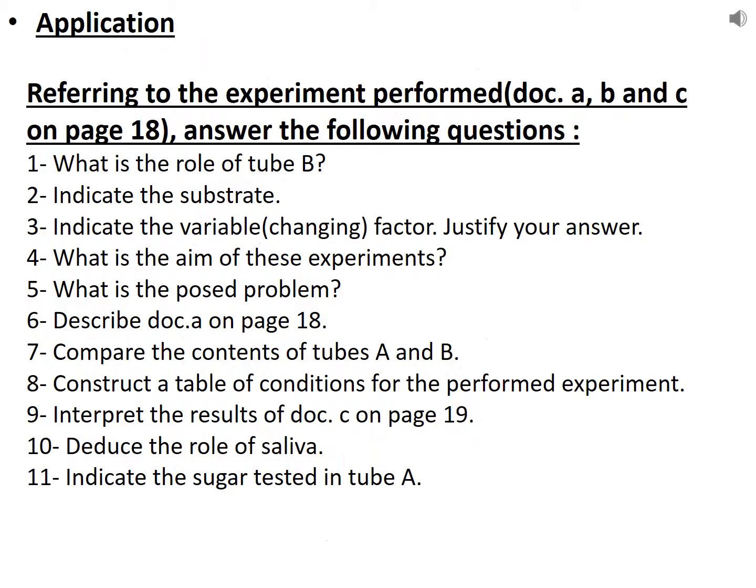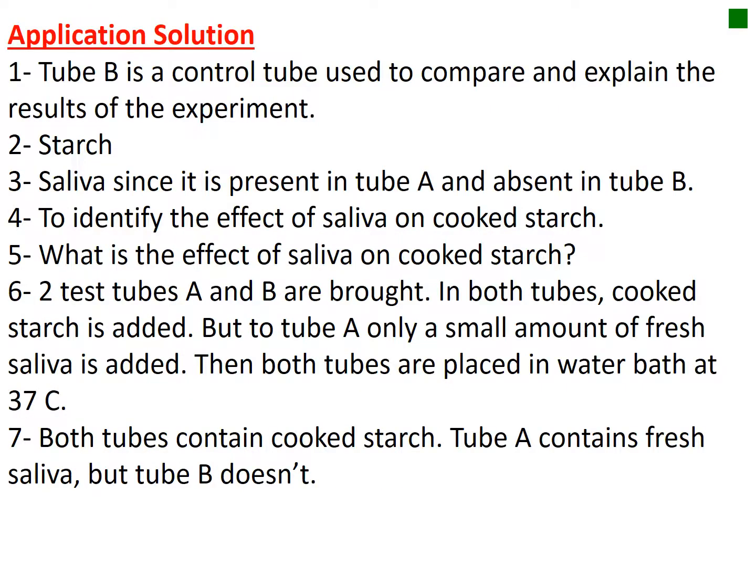So chapter 1, chemical transformation of food. Referring to the experiment performed in documents A, B, and C, answer the following questions. What is the role of tube B? Role of tube B, it contains only starch, meaning that it's a control tube used to compare and to explain the different experimental results. What is the substrate? The substrate is only the cooked starch.